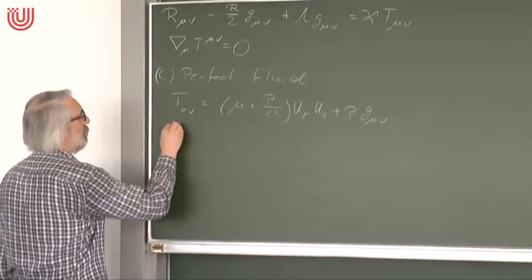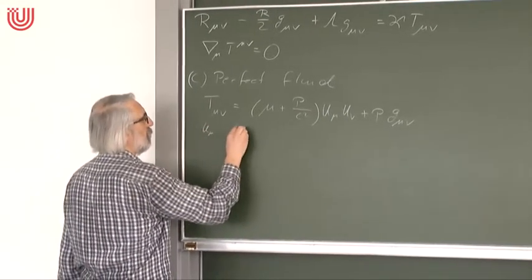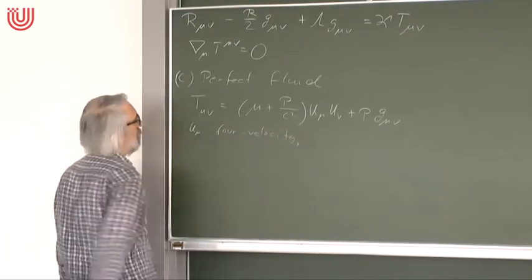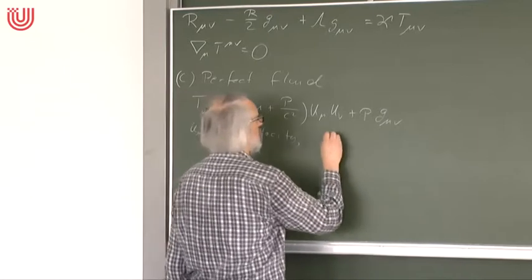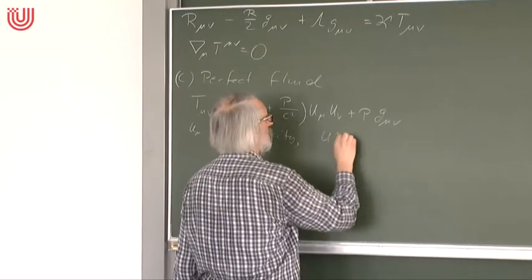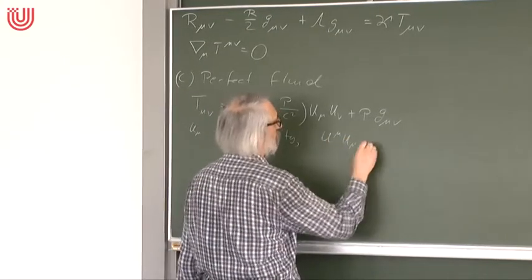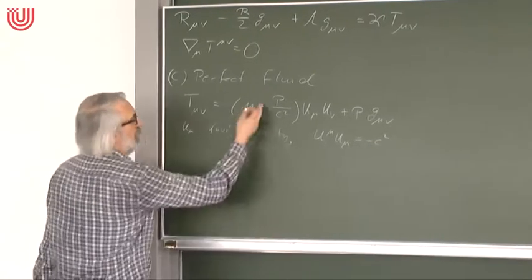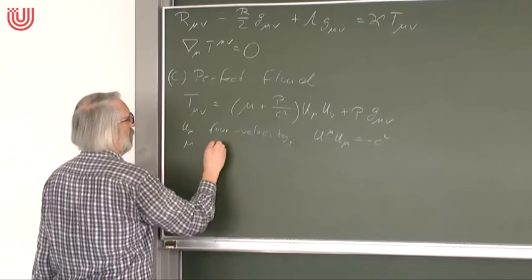What do we have? We have u mu is a 4-velocity. And as usual, we normalize it. So let me write it in this way. We have the convention of pulling indices with the metric that this is minus c squared. Then mu is the energy density.